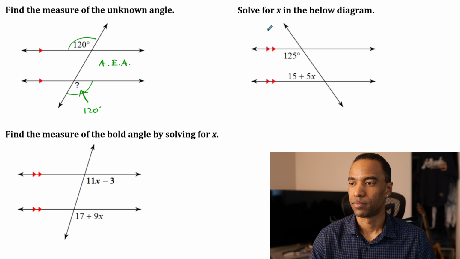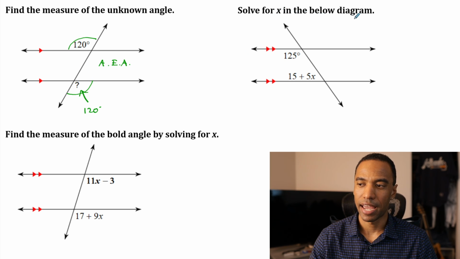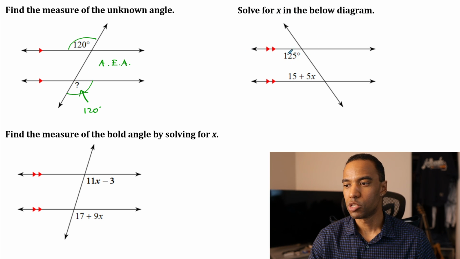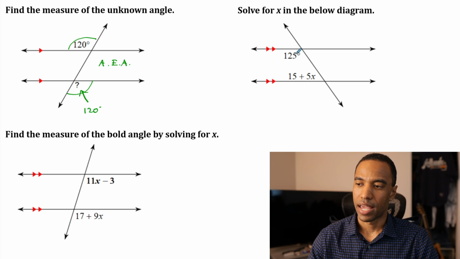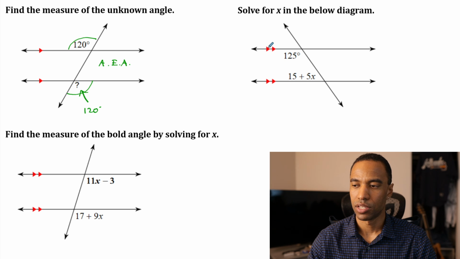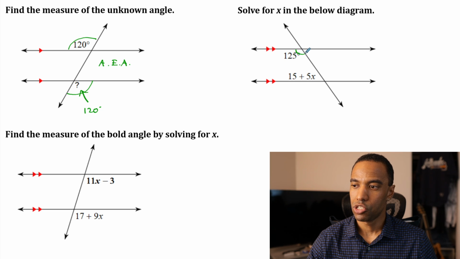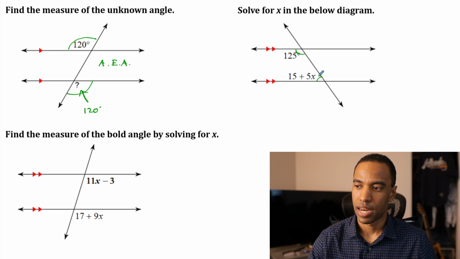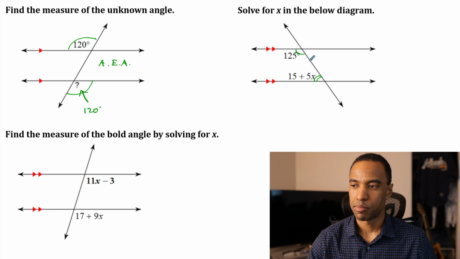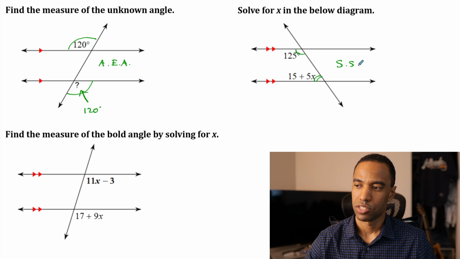There's that one. Let's do this example over here. Solve for x in the below diagram. So in this diagram, we have two measured angles, one with x in it, another 125 degrees. The lines are parallel, so we can use those relationships, right? These two, what are they called? They are on the same side of the transversal, and they are inside the parallel lines. These are called same side interior angles.